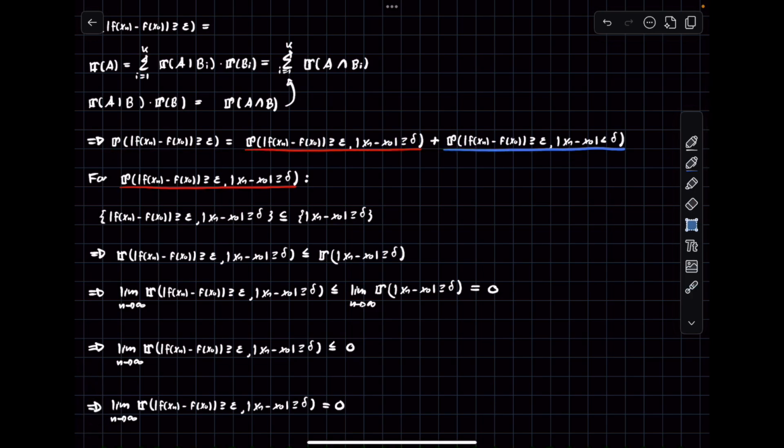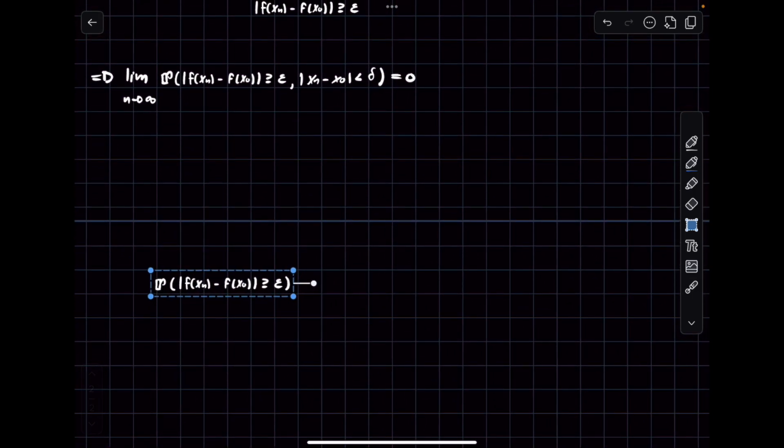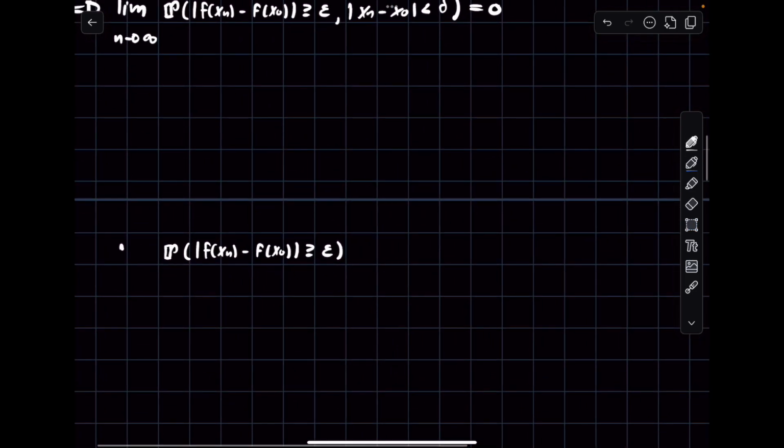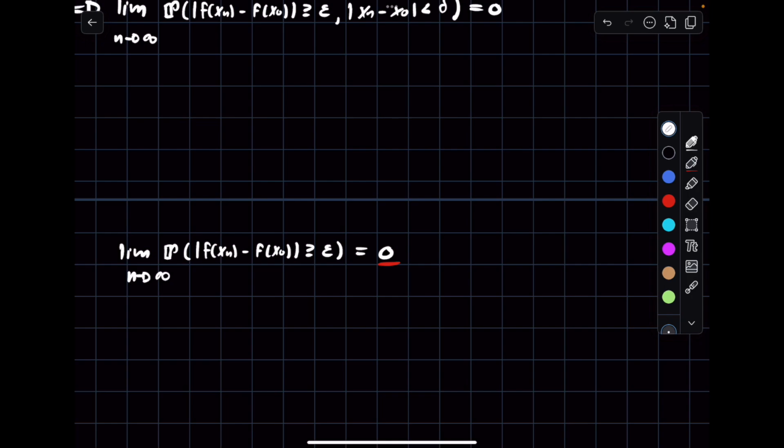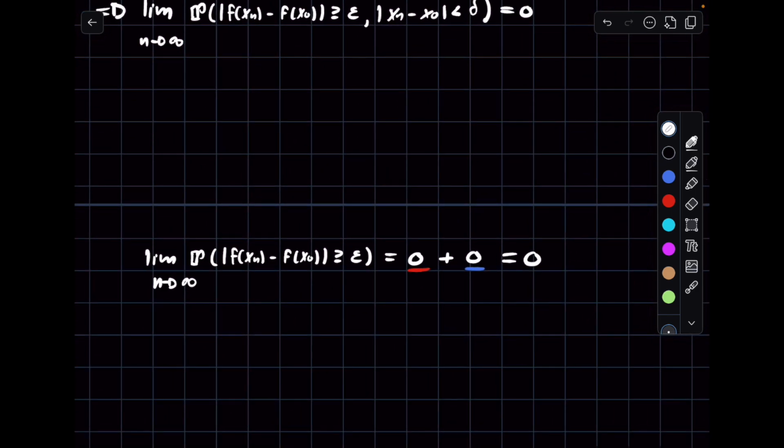So we can take that limit, copy it and paste it here. We can say that the limit as n approaches infinity is going to be 0. This is for the red part, plus 0, this is for the blue part, is equal to 0. Thus we have proven that this is equal to 0, meaning that f(x_n) is equal to f(x) of 0 plus o_p(1).